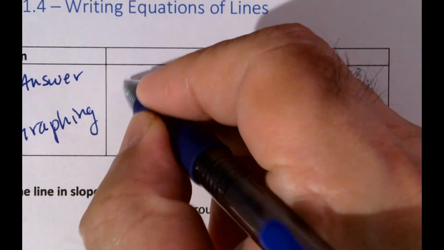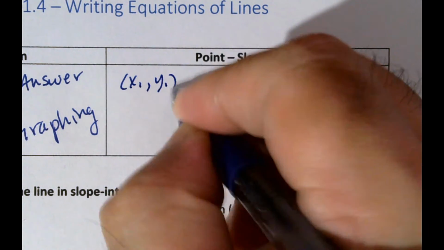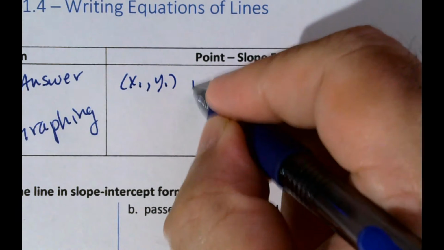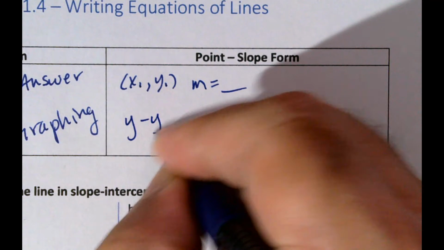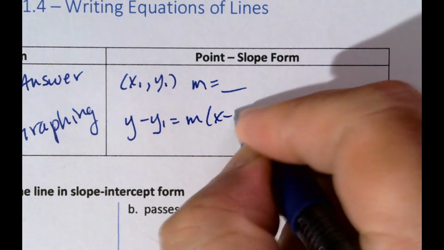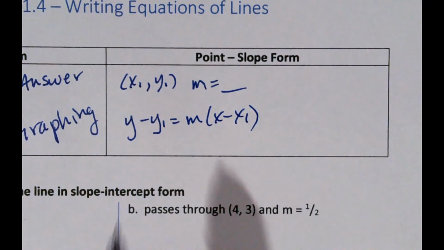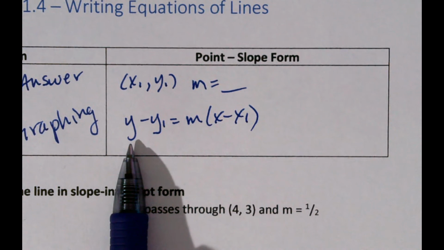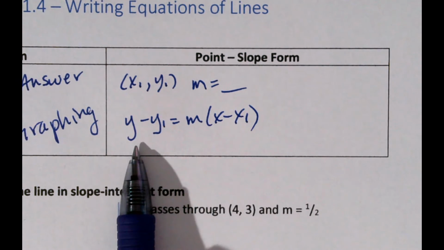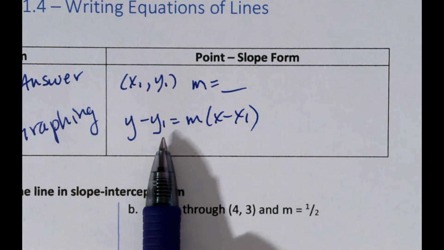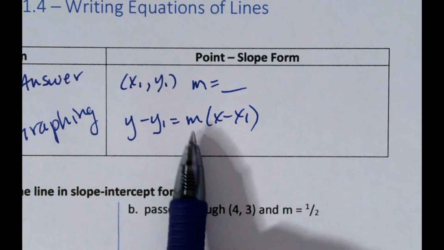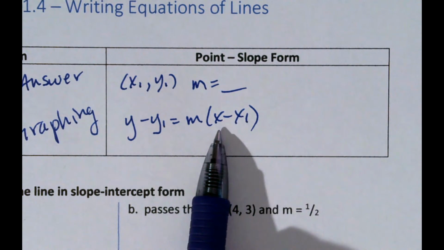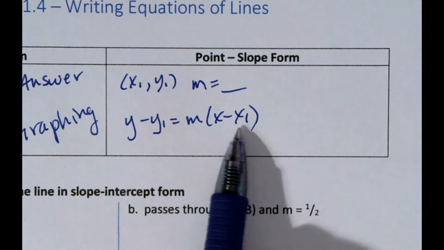In point-slope form, you're given a point, x1, y1, so that's the coordinates of a point, and you're given some value for the slope. Then this is the form: y minus y1 equals m times x minus x1. Now, keep in mind, the first y is a variable, and it's not going to change. It's going to stay y. The y1 is going to be replaced by a number, and m will be replaced by a number. The first x is not going to be replaced by a number. It's just going to be the letter x, minus the x1, which is going to get replaced by a number.